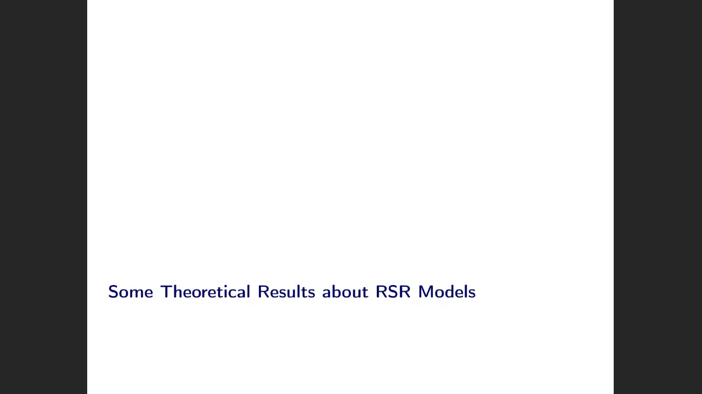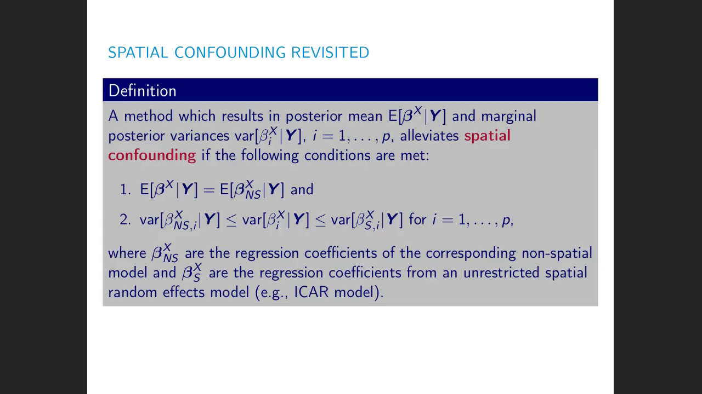Corey decided that she wanted to actually do some theoretical work and fully describe the posterior distributions for these classes of models. In order to do that, we had to come up with a formal definition of what spatial confounding means. Despite the fact that a lot of people have talked about this issue, there really wasn't a formal definition in the literature.